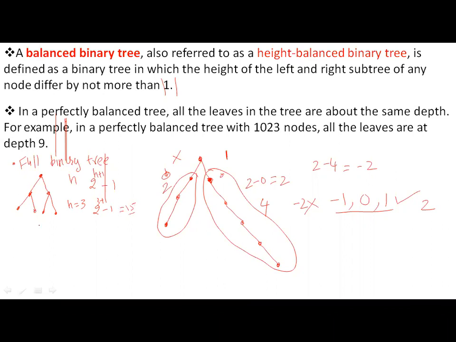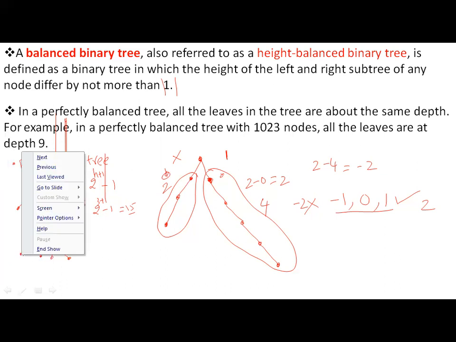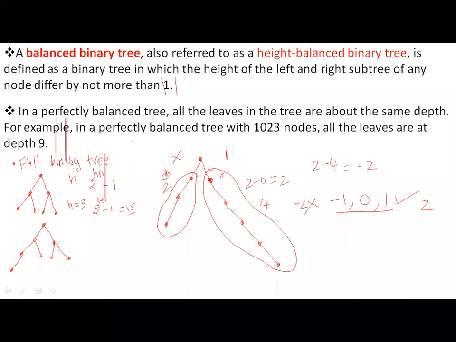Just see here. This node will have two child nodes, and this node will have two child nodes, and this node will have two child nodes. Again, height 3 means there should be one more level, so this node also has two child nodes, and this node also has two child nodes.